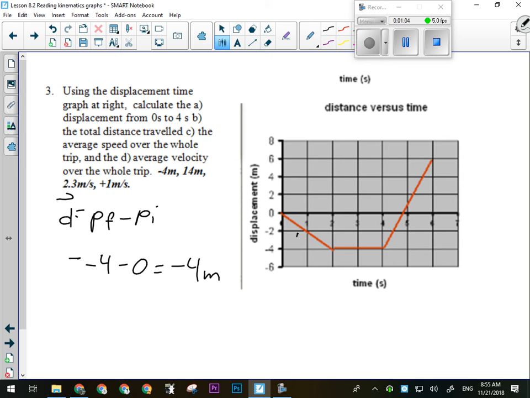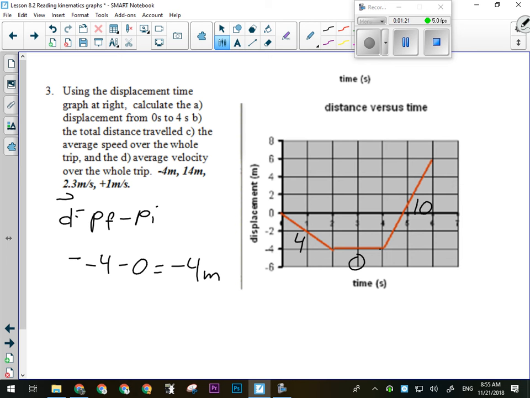For part B, the total distance traveled over the whole trip. Well, we already figured out this part. It's 4 meters. How far does it go here? Nowhere. And then from here it goes from -4 to +6, so that's another 10 meters. So the total distance should be 14 meters. Everyone follow what I did there?